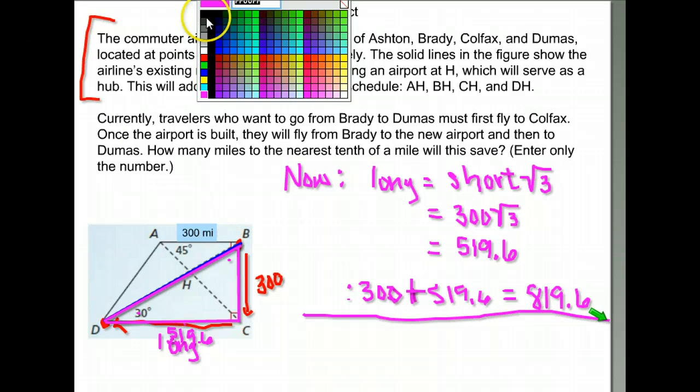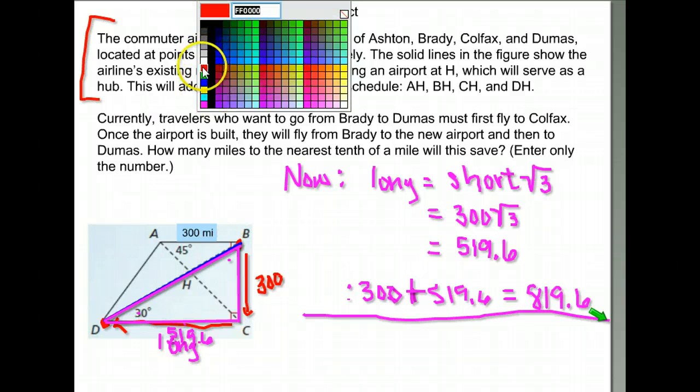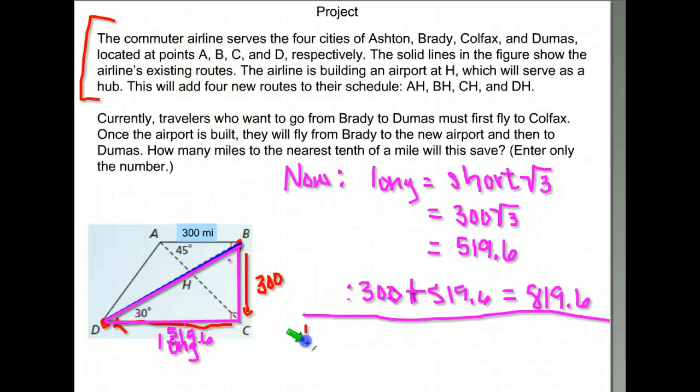After they get the new airport built, the distance is going to be shorter. Specifically, it's going to be this distance right here from B down to D. Notice that's the hypotenuse of our 30, 60, 90 triangle. So here, to find that distance, all we need to do is find the length of our hypotenuse.